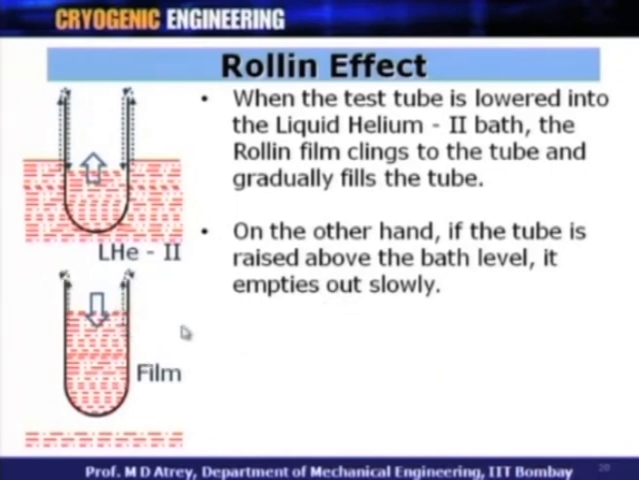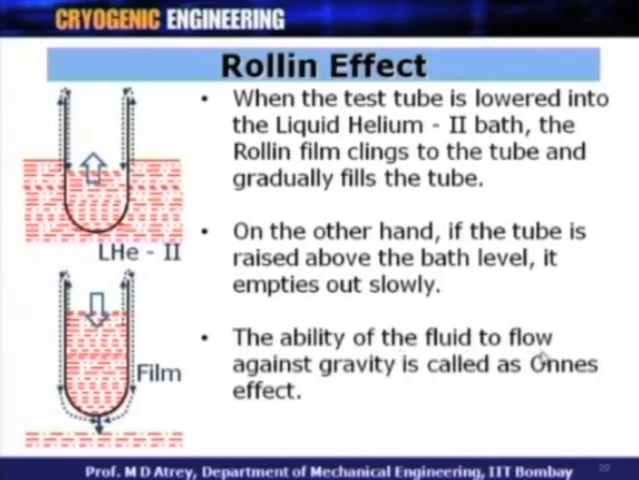Because of this Rollin effect again, the helium 2 from this particular tube starts clinging to the walls of the tube and liquid helium 2 will start coming down. You can see slowly the level of this liquid helium 2 in this tube will start going down, and this is essentially what happens because of the Rollin effect. You can see this clearly over here.